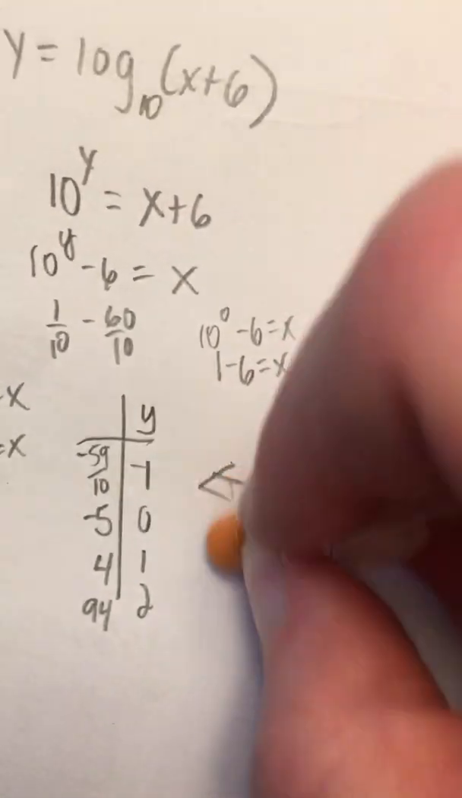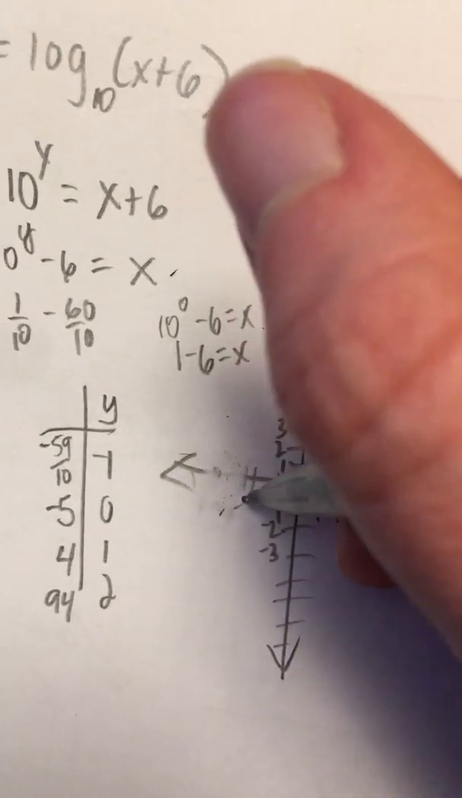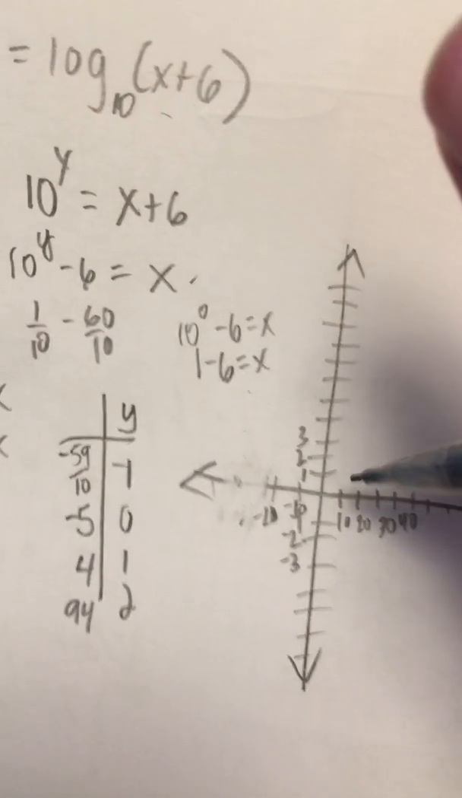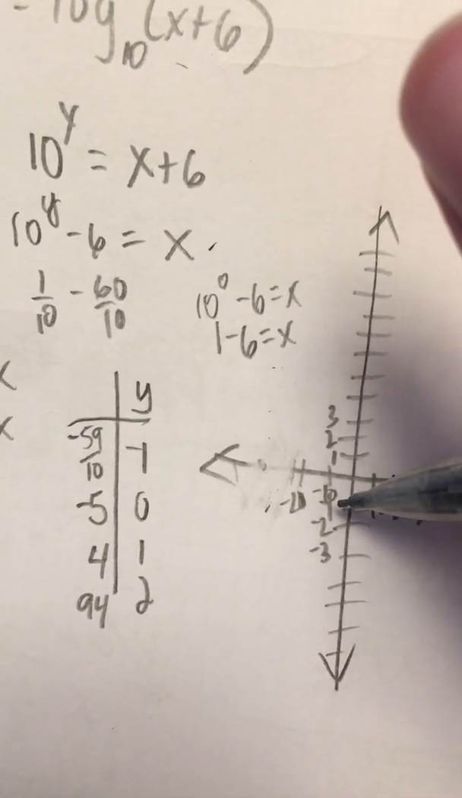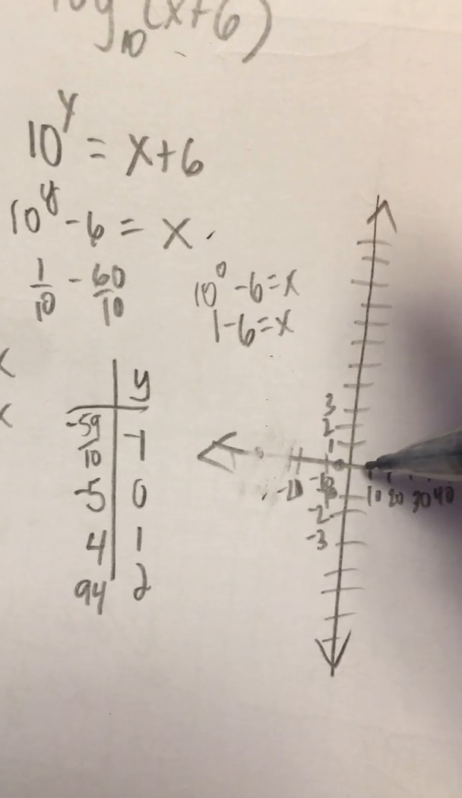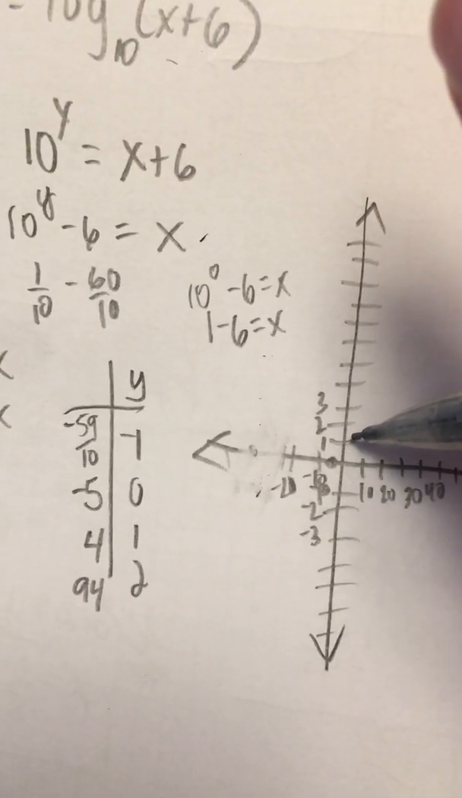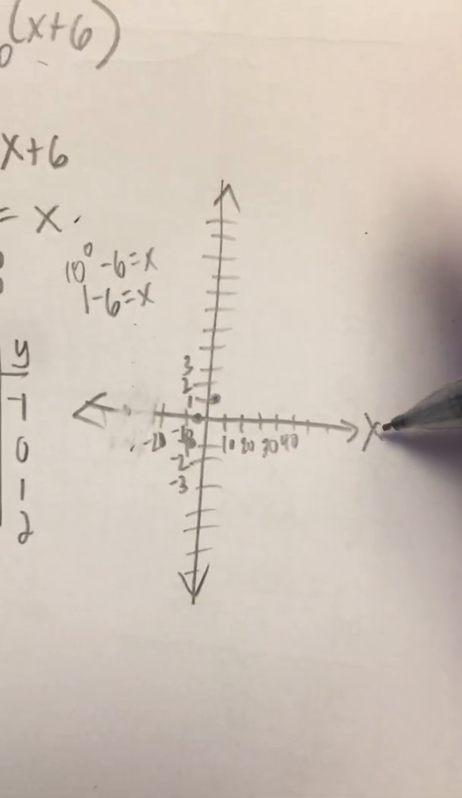Okay, hold on one sec. Let me start over. I apologize. I should probably go -10, -20. And so -6, down 1, -5, stay at 0, 4, up 1, and 94, up 2.